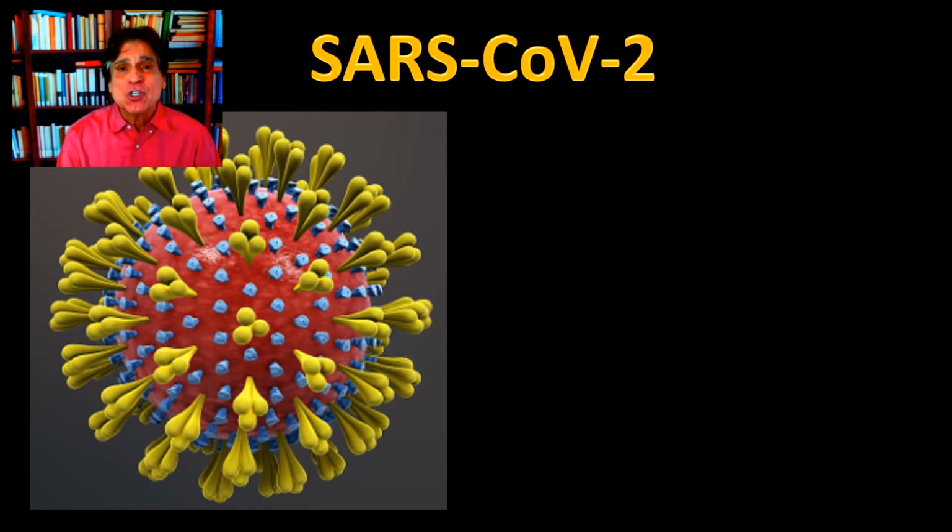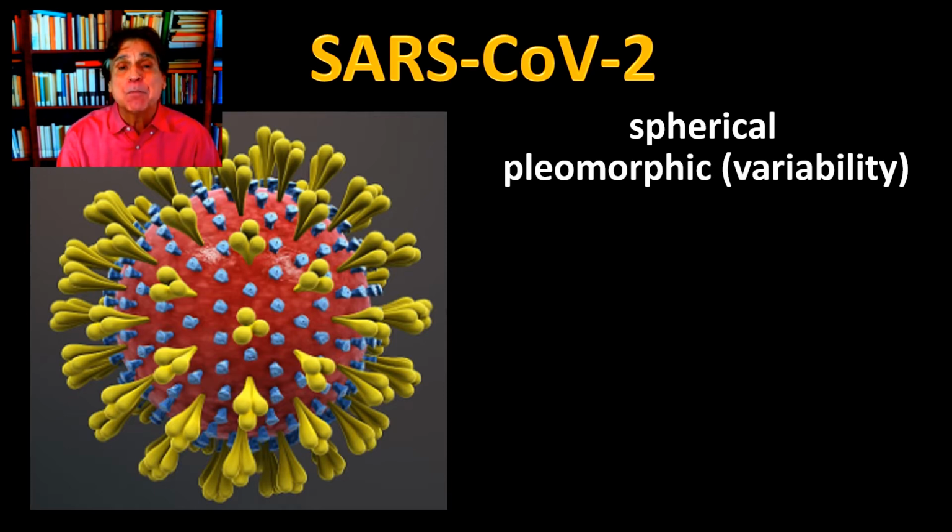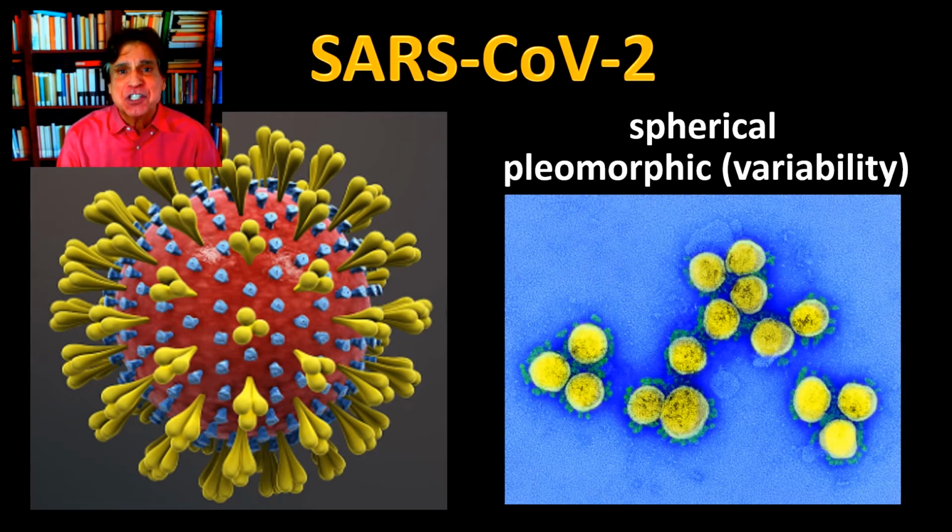SARS-CoV-2 has a mostly spherical shape. I say mostly because scientists refer to this shape as being pleomorphic, which means there's variability in it, so not all of the virus particles will be perfect spheres. You can see that in this image.